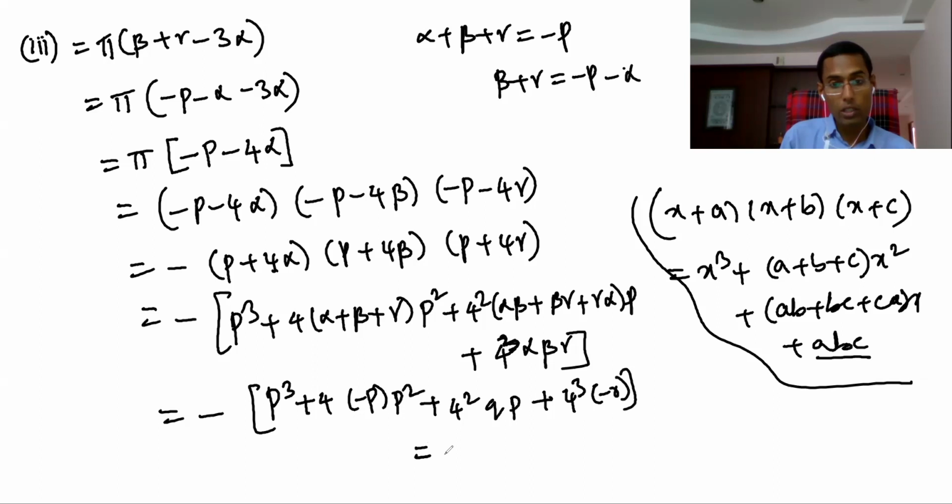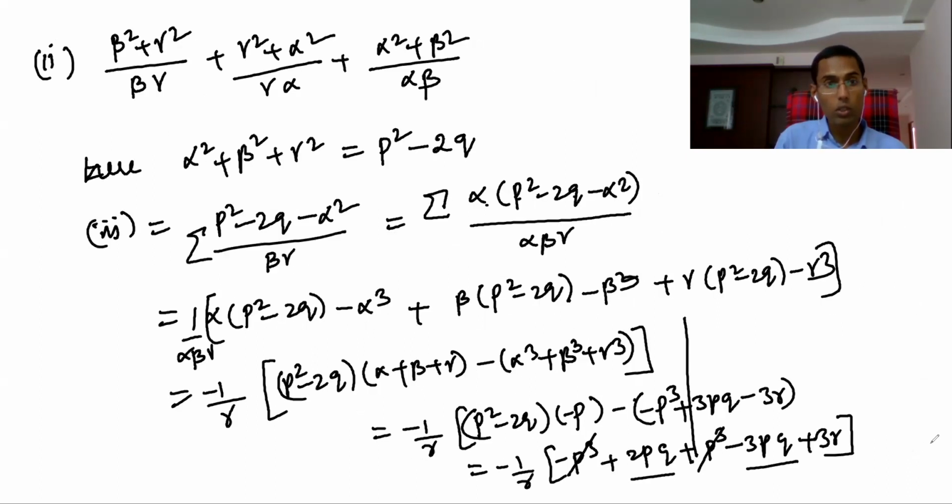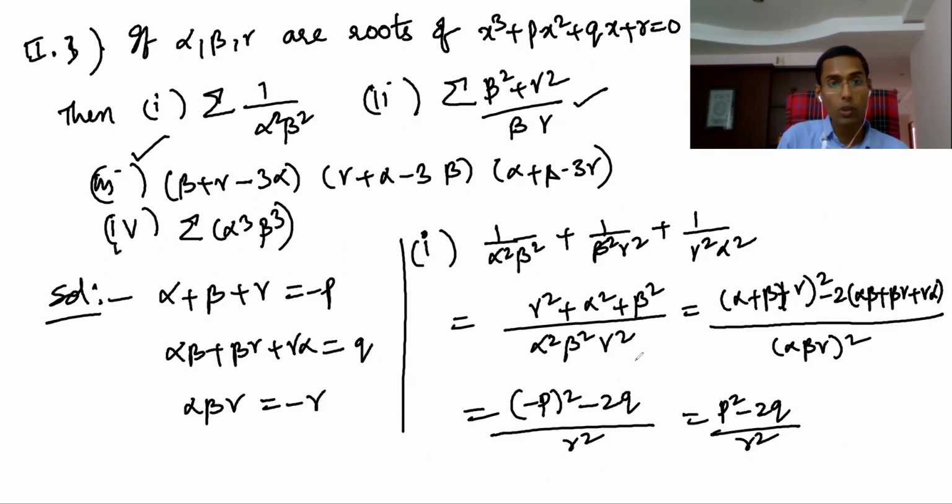So what you can write is this is minus of, this is minus p cube. Actually, this is minus p cube, this is 16p cube minus this is 64r. So this, if you take inside, p cube minus 16p cube plus 64r is what is your answer, like this. So it is another interesting one. So now let's go to the next, the fourth one. What is the fourth one?